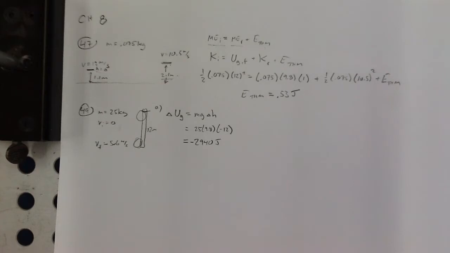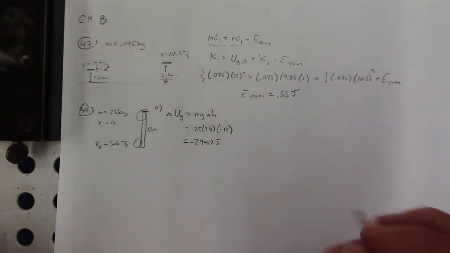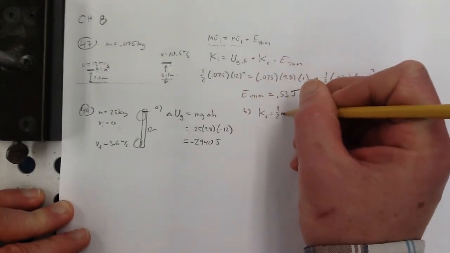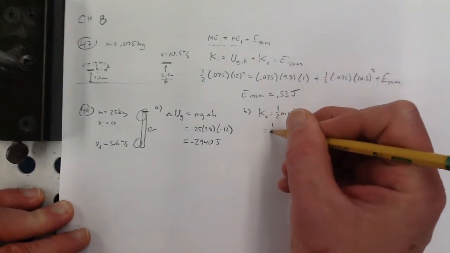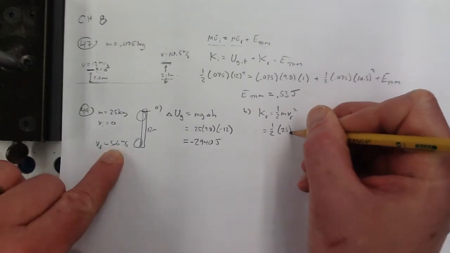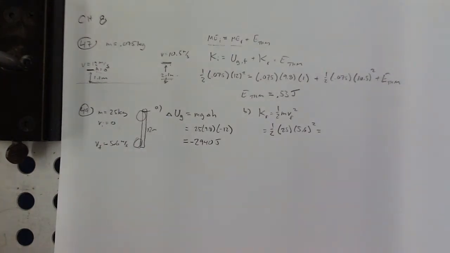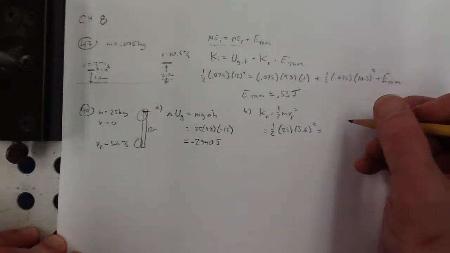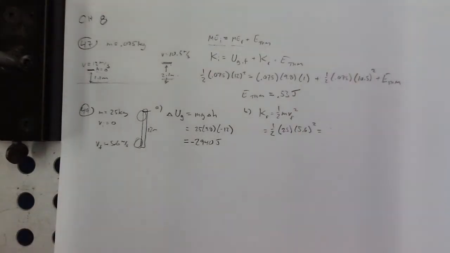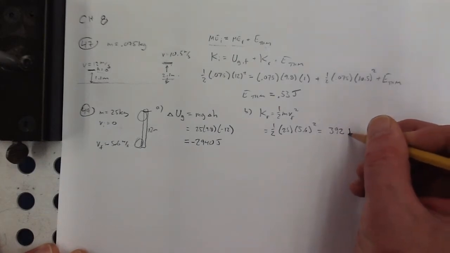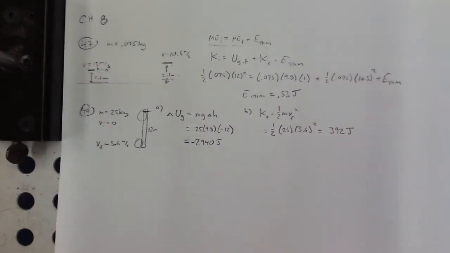What is the kinetic energy of the bear just before hitting the ground? Right, so a measly 392 joules.